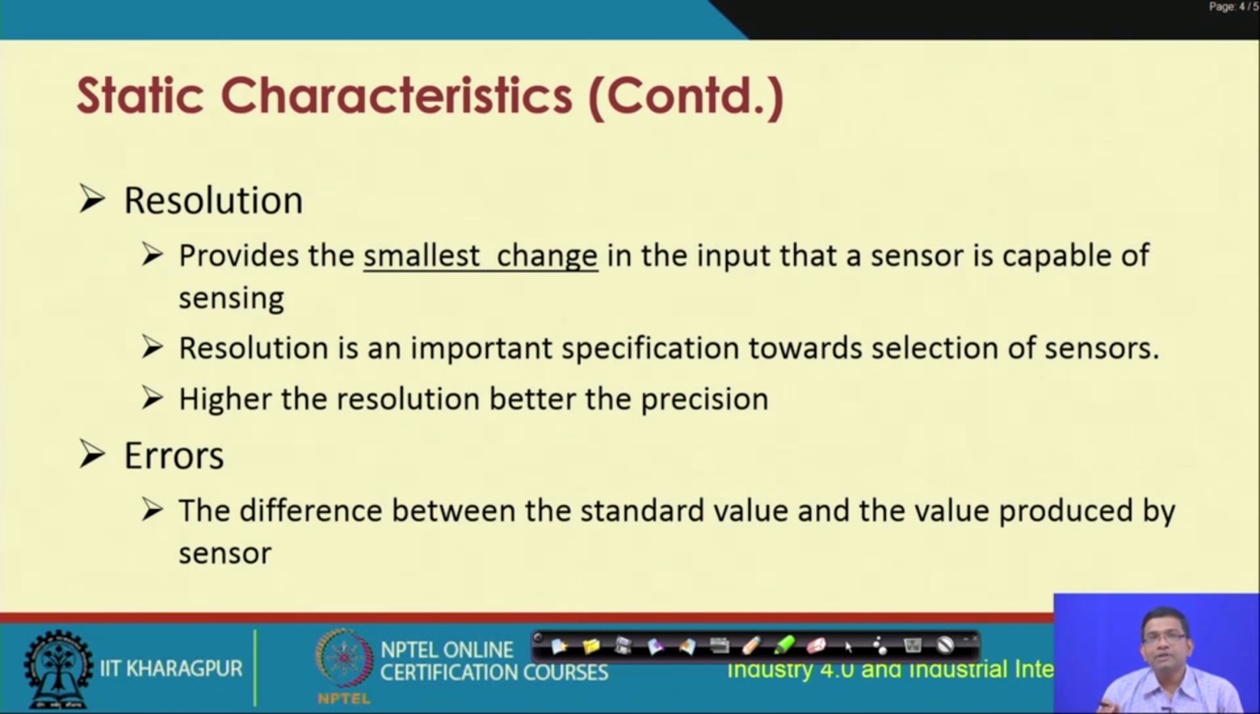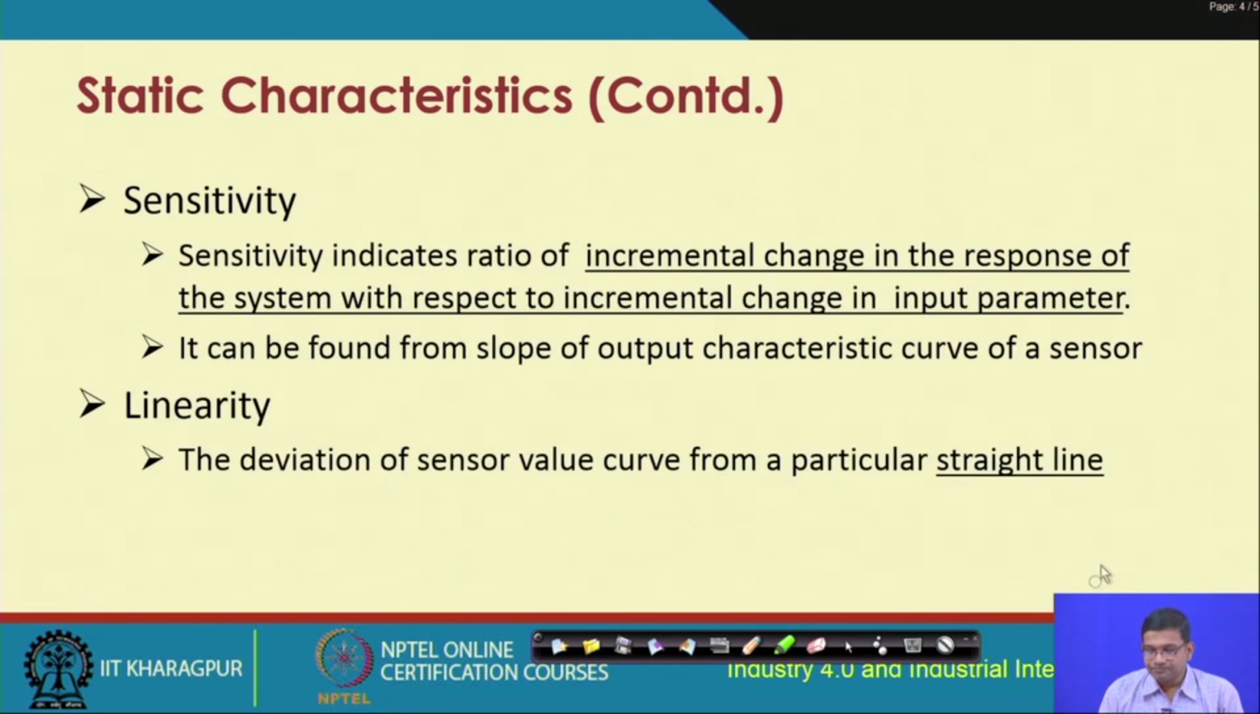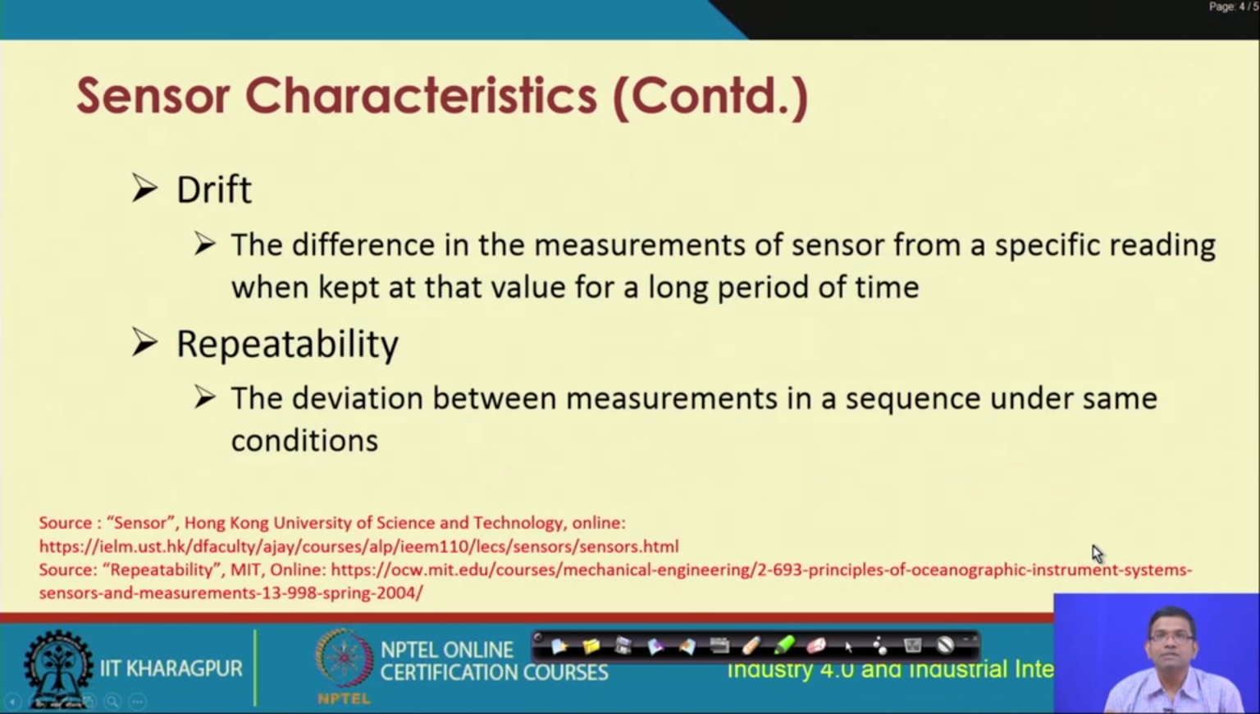Error is basically the difference between the standard value and the value produced by the sensor, that is the error characteristic. Sensitivity indicates the ratio of incremental change in the response of the system with respect to the incremental change in the input parameter, right. So, that is basically the sensitivity of a sensor. Then the linearity characteristic is about the deviation of a sensor from the straight line curve. So, if you draw the curve of behavior of a particular sensor, the deviation it has from the straight line is the linearity characteristic of that sensor.